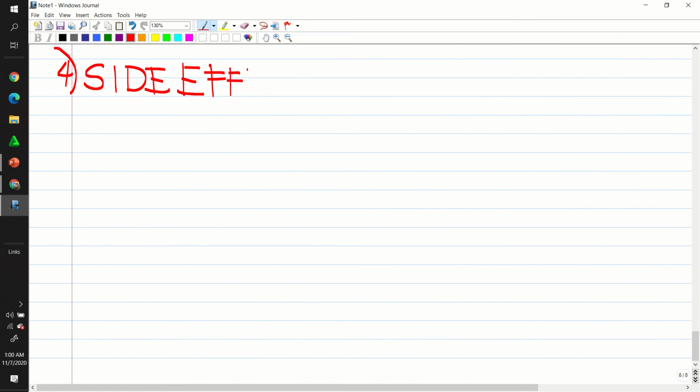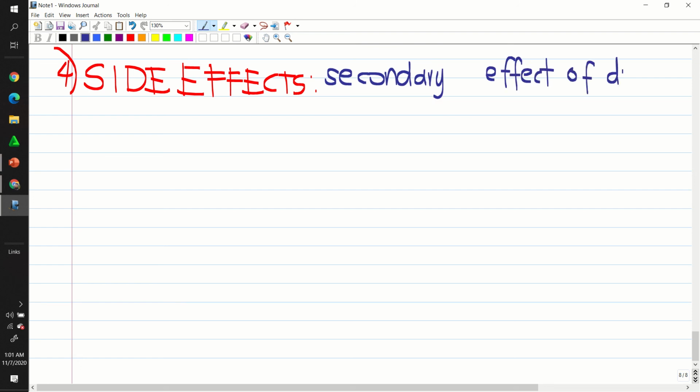Okay, the side effects of the drug. A side effect of the drug is described as a secondary effect, a secondary response. Secondary effect of drug therapy, because the primary response obviously is the desirable or the therapeutic effect. So a side effect is the secondary effect of a drug therapy.